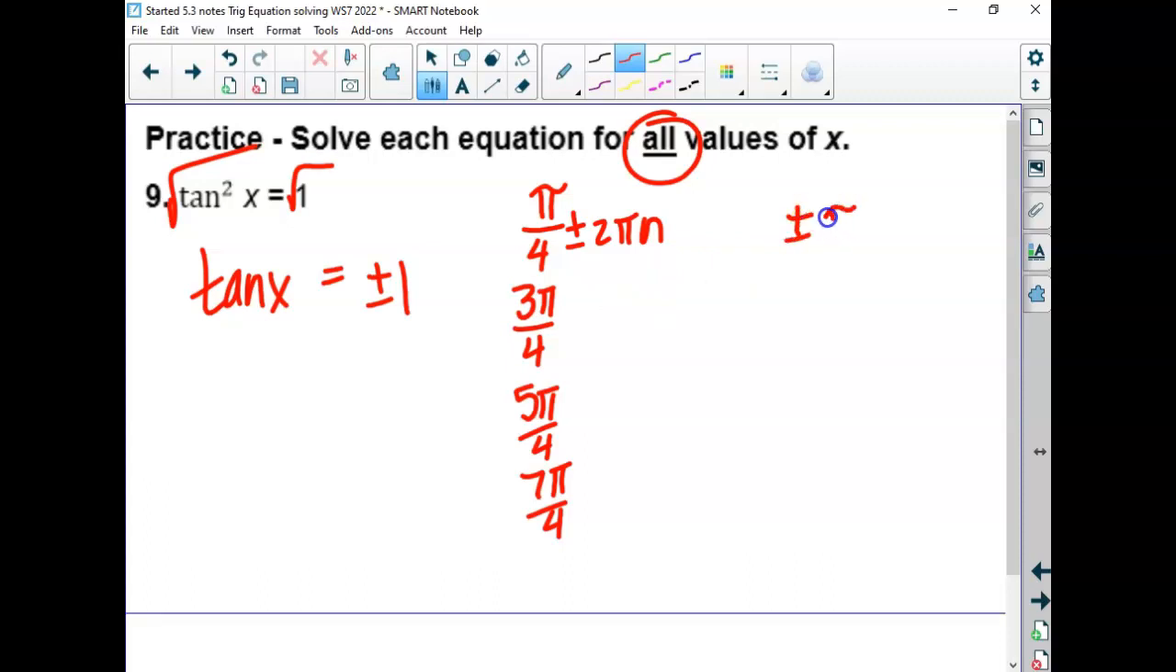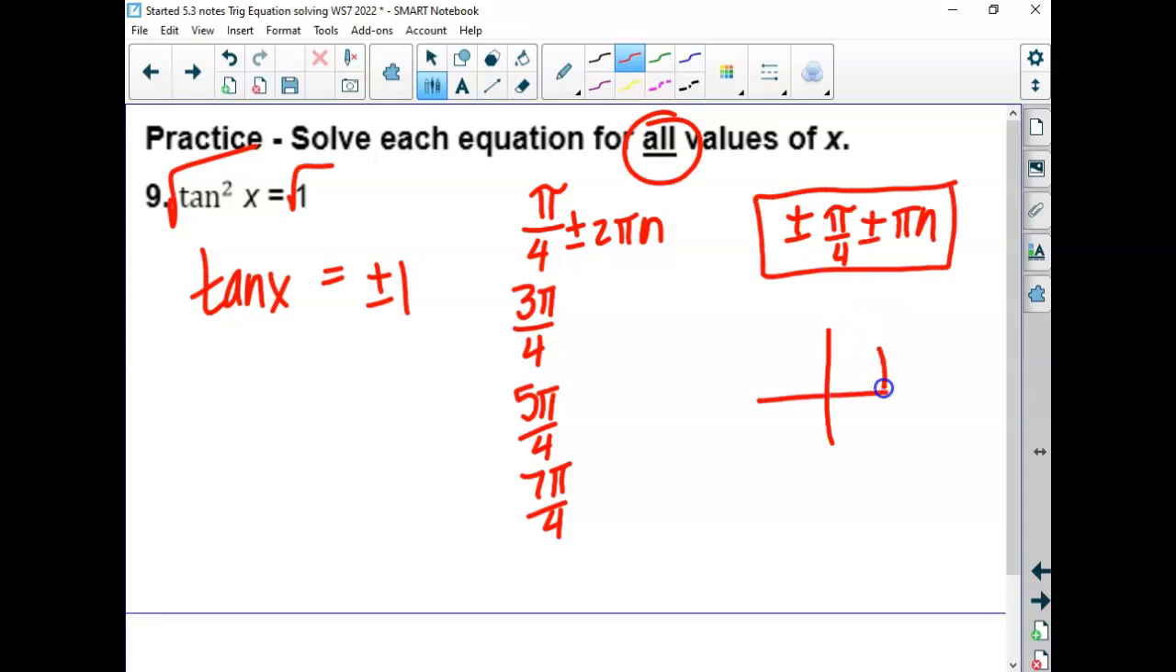positive or negative pi over 4 plus or minus pi n, and that would be the shortest way to write it, because it's saying you go this way to pi over 4 or this way to pi over 4, and then you go straight across and you'll hit the same answers. So that's one that it really would make a lot easier to write it that way. But if you wrote that all the way down for all 4 of those, I'd take it.